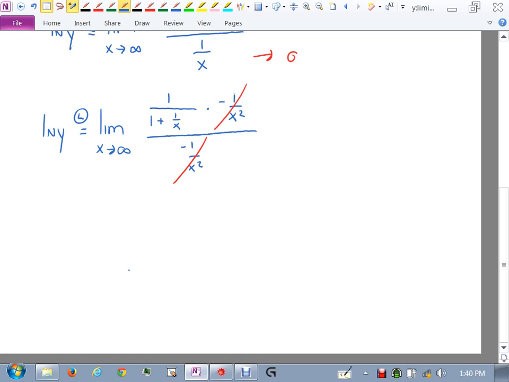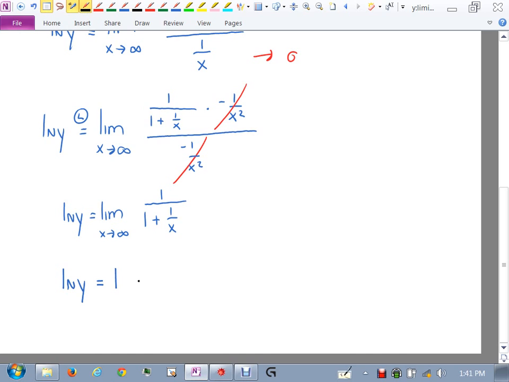What now? You want to rewrite it? Okay. Natural log y, limit as x goes to infinity, 1 over 1 plus 1 over x. Let x go to infinity now. That's going to go to 0 here. 1 over 1 is 1. Yes? Natural log of y equals 1.